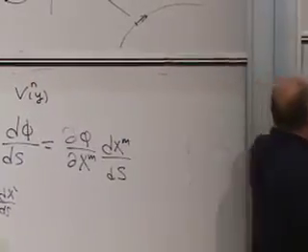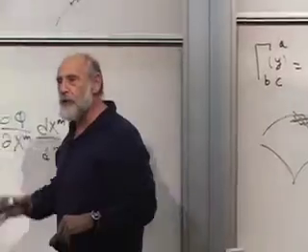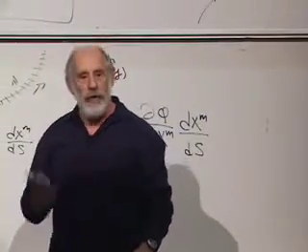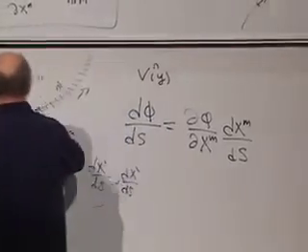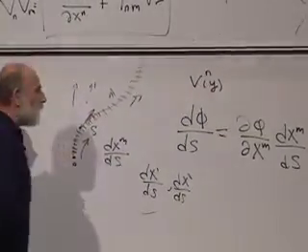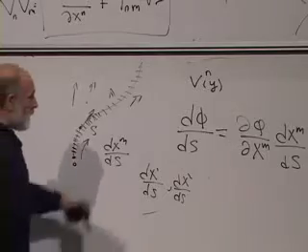Why is that? Well, it's 1. It's a unit vector along the curve. It's called the tangent vector. It is the tangent vector along the curve, a unit vector along the curve called the tangent vector. Okay? All right, so here's what you do.